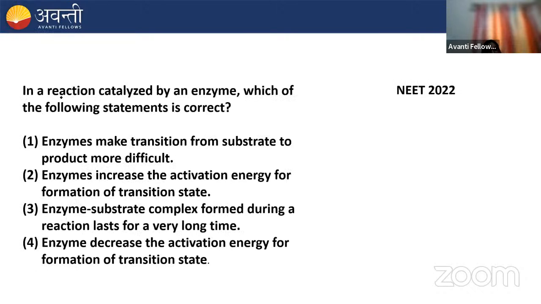Moving to the next question: in a reaction catalyzed by an enzyme, which of the following statements is correct? They're asking for the correct statement. Remember this. Number one, enzyme makes the transition from substrate to product more difficult. Number two, enzyme increases the activation energy for formation of the transition state. Number three, the enzyme-substrate complex formed during a reaction lasts for a very long time. Number four, the enzyme decreases the activation energy for formation of the transition state. What do you think will be the correct option?